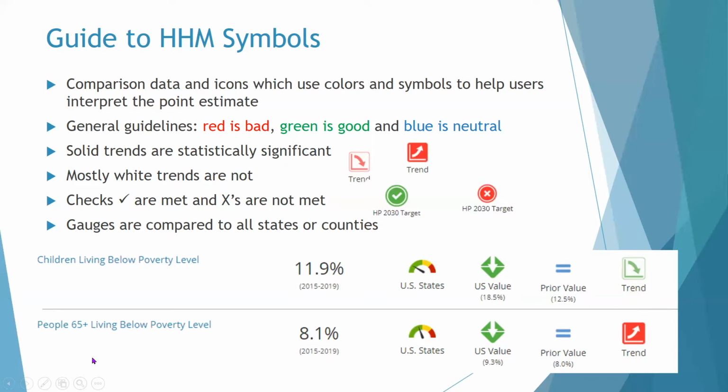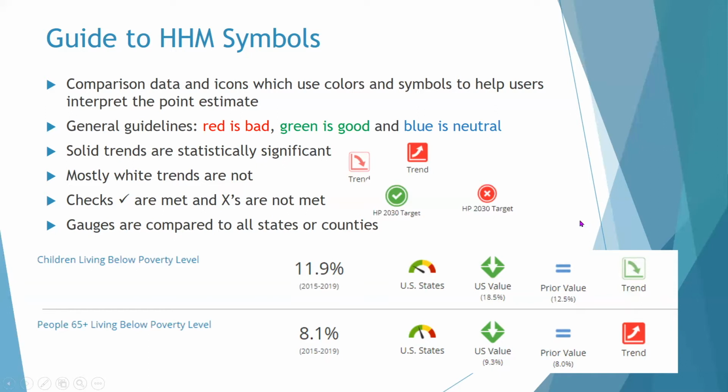When we're looking at the seniors in poverty, it's 8.1%. We're still in the upper 50th percentile of all the states, but the US value is 9.3% and we're at 8.1. We're lower, and that's good. It's about the same as the prior value, but this is a trend that's going up over time, and it's red because that's bad.